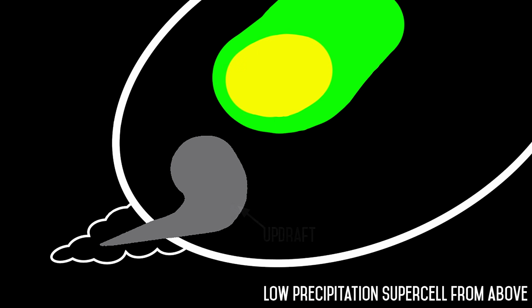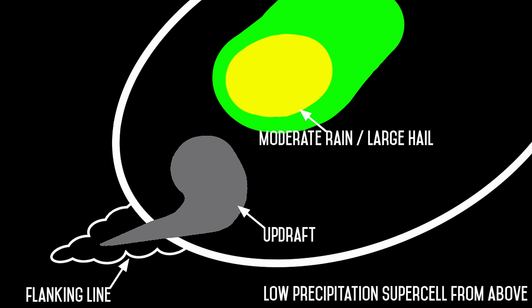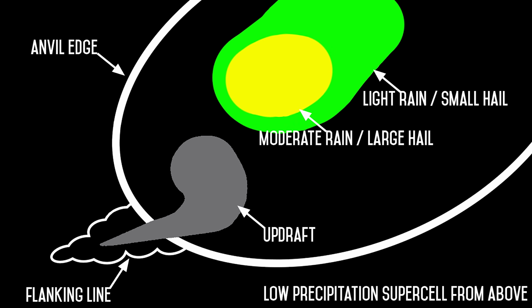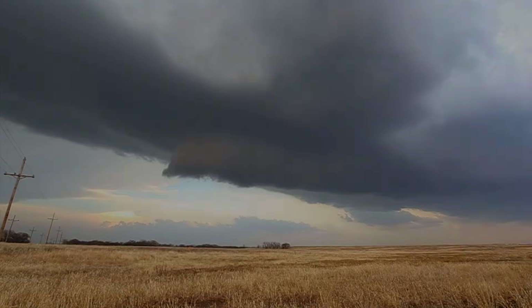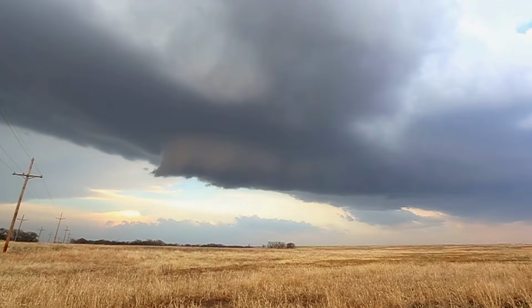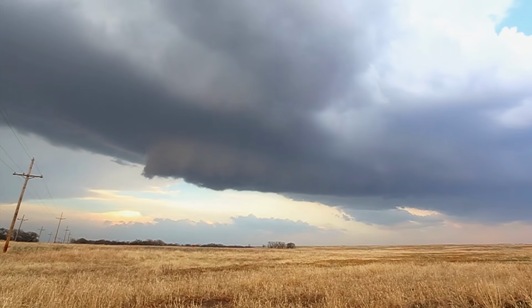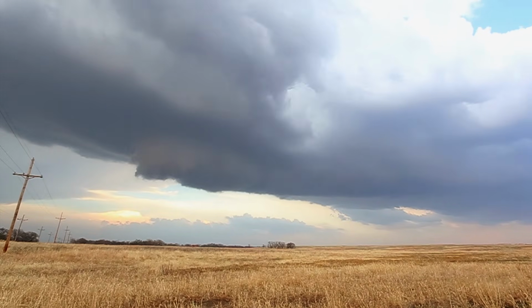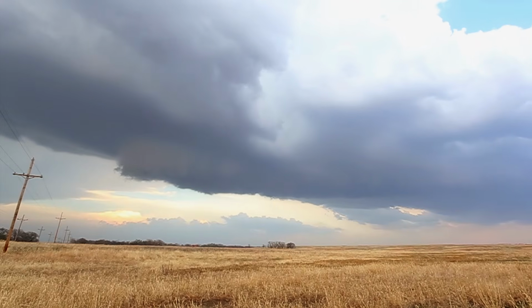A low precipitation supercell has little to no rain falling around the updraft or flanking line. The core can still contain moderate rain and large hail, along with light rain and small hail. The surrounding anvil can contain lightning. Storms in this mode can produce spectacular structure, but rarely produce tornadoes.